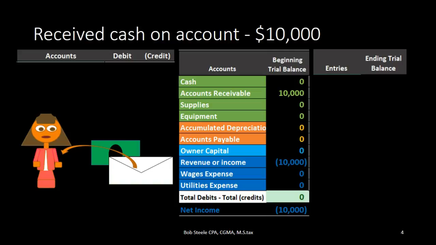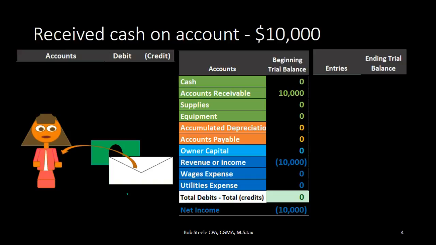Hello, in this lecture we're going to record the second half of the accounts receivable or revenue cycle, that being the receipt of cash on account. So here's our owner receiving cash in the mail for work that was done in the past and for which an invoice was sent out to the client. So we are getting money back from the client for work done in the past.